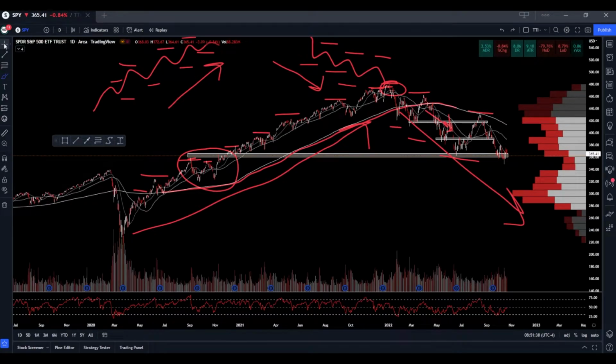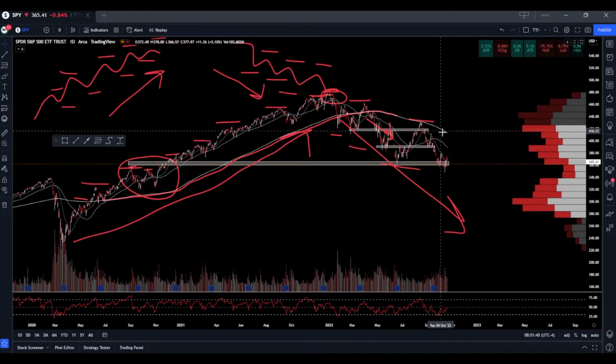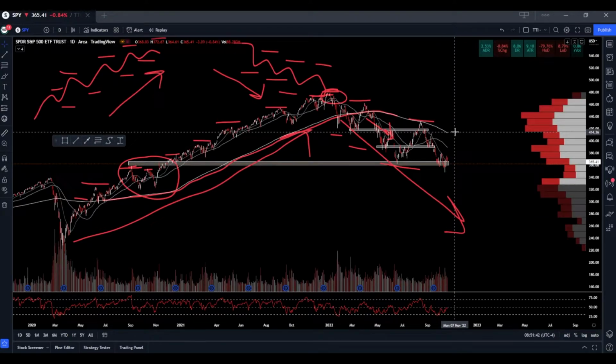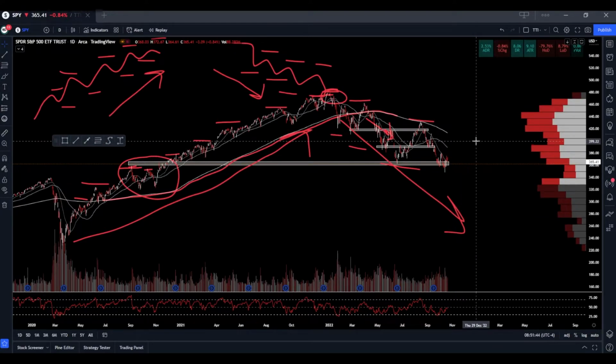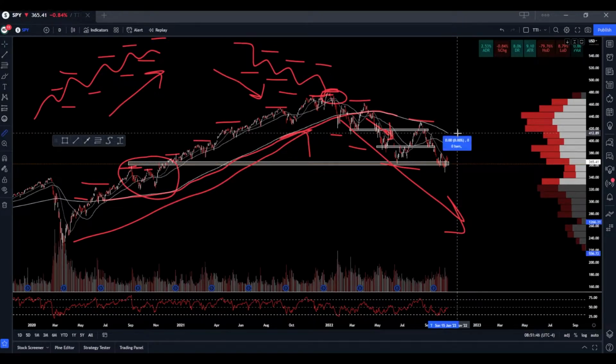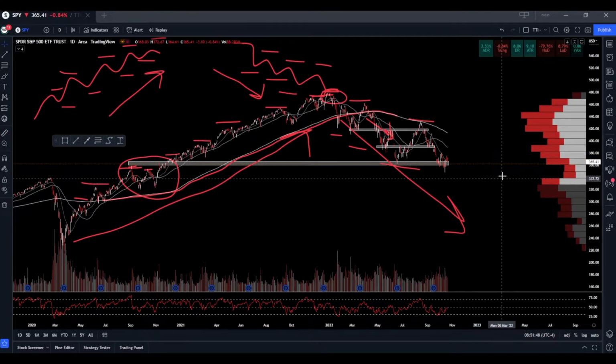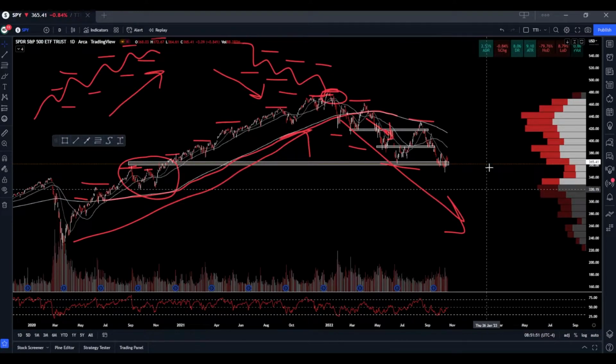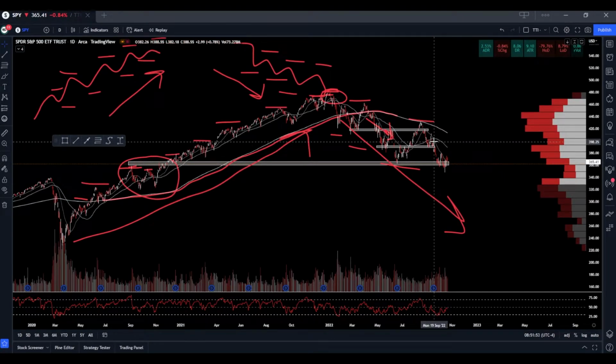In terms of analysis, like I said, right now we are firmly below the 200-day moving average. The 200-day moving average right now is around 414, 415, and we're currently trading at 365. So we are very far off of that 200-day moving average, so we should continue to be more short biased than long biased.